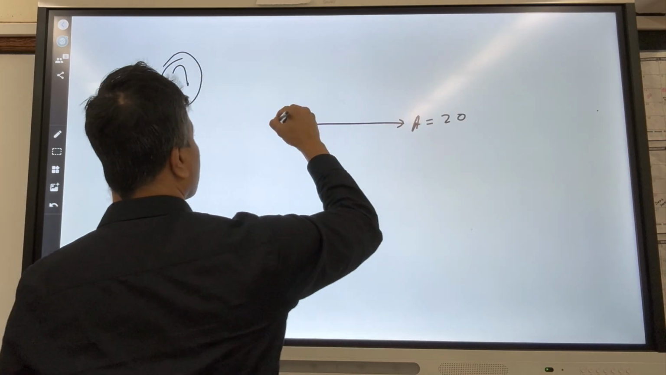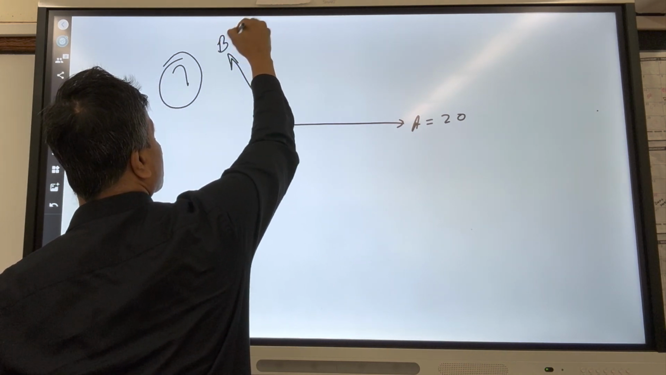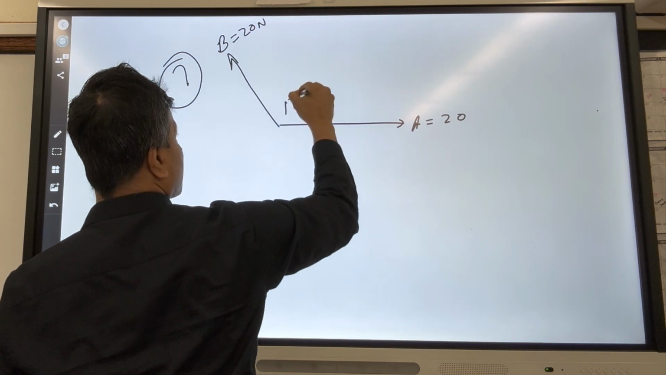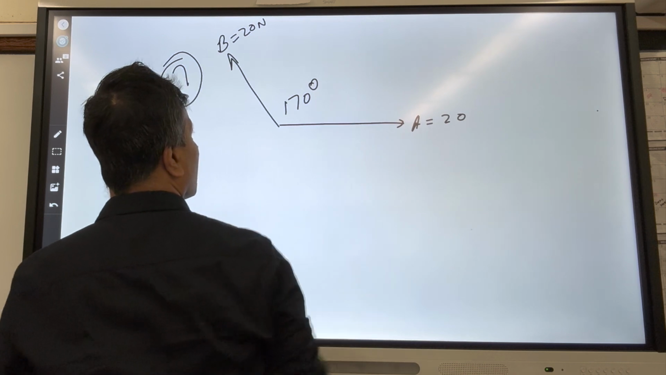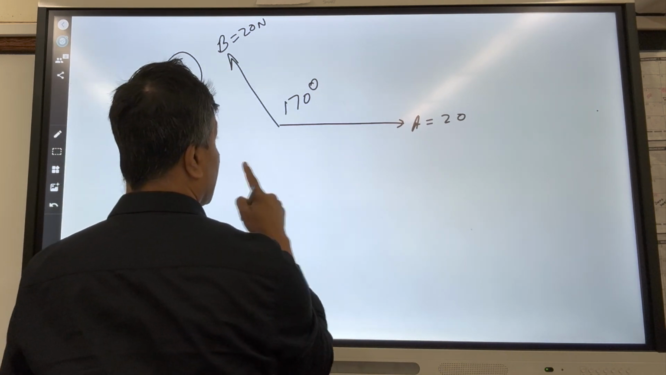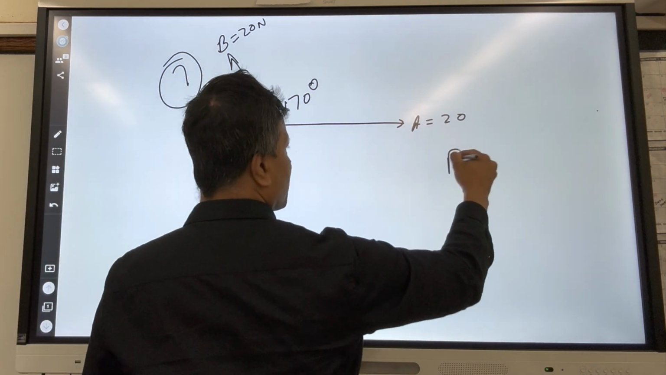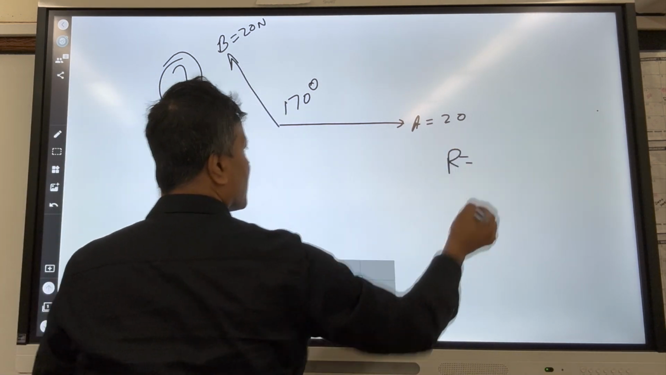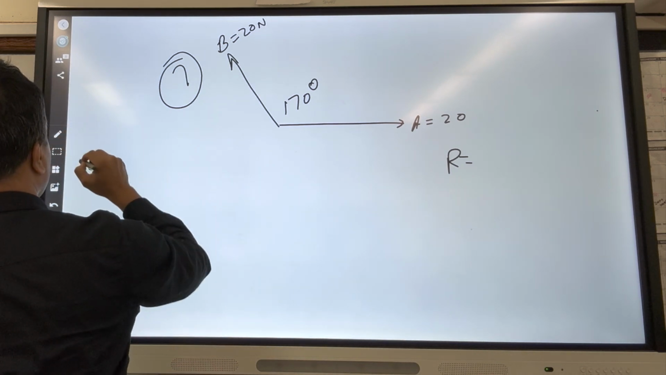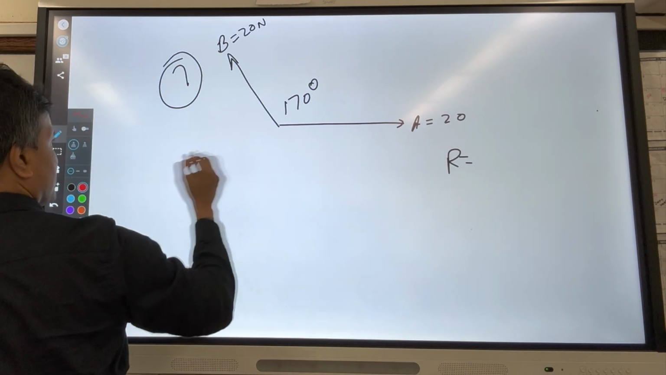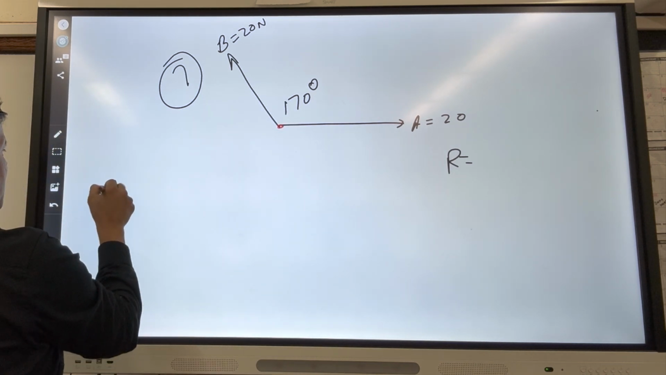A is 20 Newton, and B is 20 Newton, right? And there is 170 degree. I wanted to find the resultant. To find the resultant, what are you going to do? You're going to use the trigonometry. So you have two forces acting on the same point. Okay, so you draw that point, and you're going to write two forces.